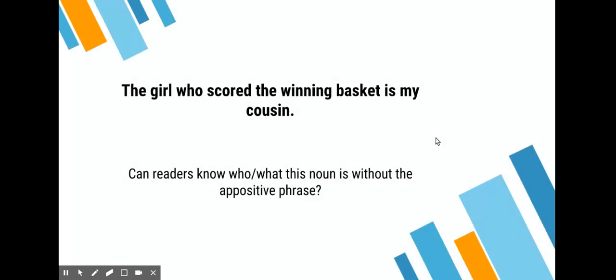In this sentence, we have, the girl who scored the winning basket is my cousin. The first thing you want to do is identify the appositive phrase. In this case, it's going to be, who scored the winning basket. Then you want to ask yourself, can readers know who or what this noun is without the appositive phrase? The answer to that question is no. If you removed this segment, who scored the winning basket, it would just say, the girl is my cousin. The girl is too vague. Therefore, you do not use commas around the appositive phrase.